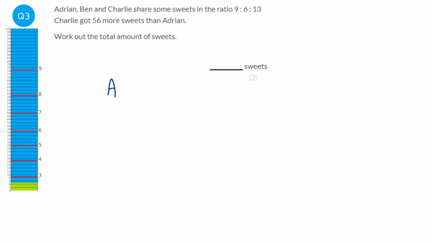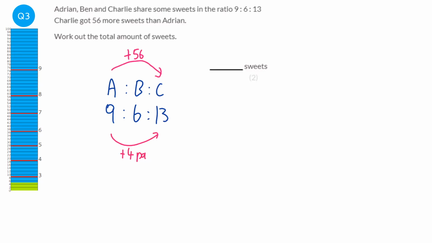So this question says that Adrian, Ben and Charlie have some sweets, and the ratio of Adrian to Ben to Charlie is 9 to 6 to 13. But it also says that Charlie got 56 more sweets than Adrian. Well, looking at the actual parts of the ratio, there are 4 more parts. So plus 4 parts, which represent plus 56 sweets. So 4 parts are worth 56 sweets.